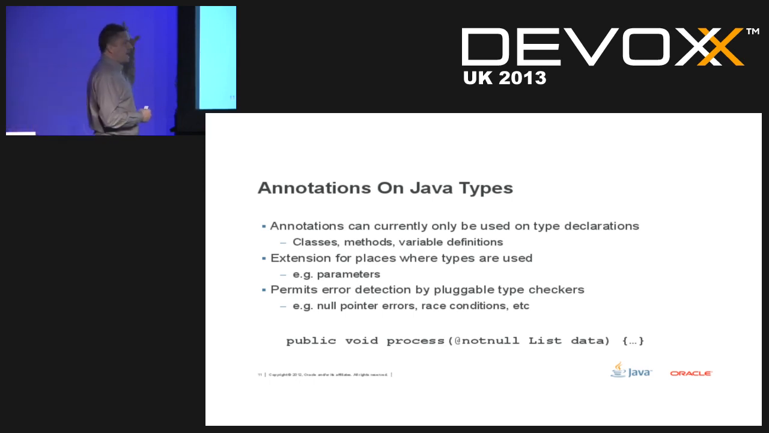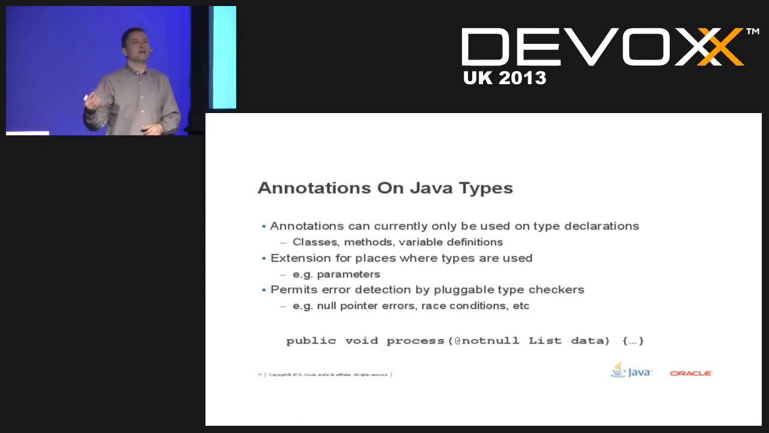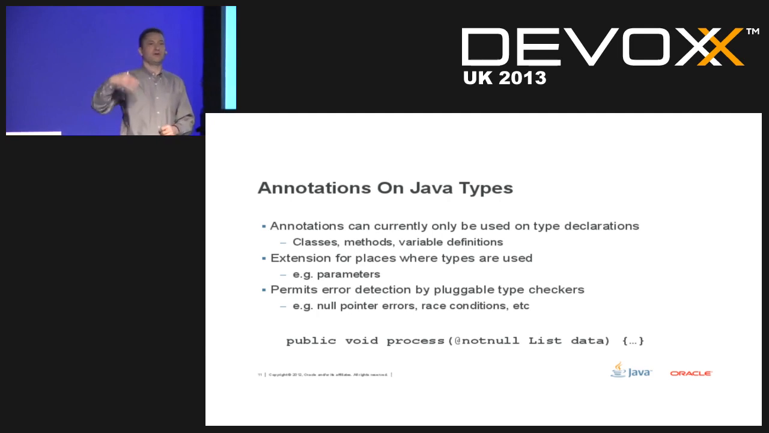Now, as it stands at the moment, you can annotate a type declaration. So where you create a class, where you create a method, where you create a variable, then you can put an annotation on that. But those are the restrictions that you have on where you can actually use an annotation. In terms of Java SE 8, what we're going to do is extend that so that not only will you be able to use an annotation where a type is declared, but now you'll also be able to use it where a type is used.